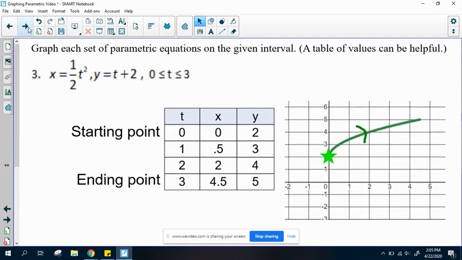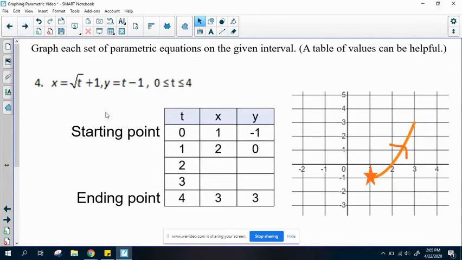So here's number 3. You should have gotten this. And then number 4, I actually did not plug in t is 2 and t is 3. I could have, but again, those would have given me decimal answers. So if I was not having a calculator, I wouldn't necessarily need them. So I did 0, 1, and 4 because I can take the square root nicely of those numbers. And you get this short graph. And that's how you graph parametrically.